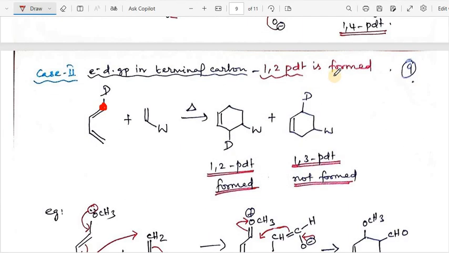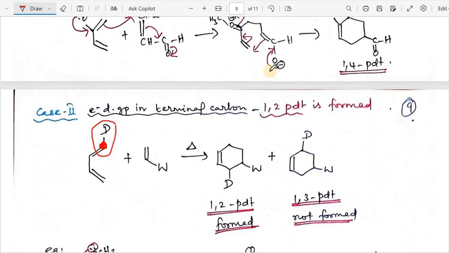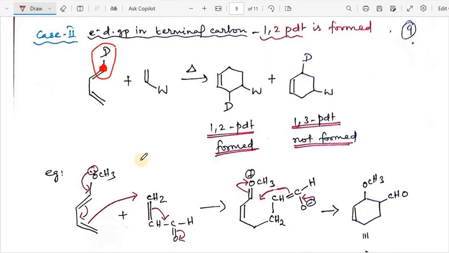And case 2: electron donating group in the terminal carbon of the diene. If we place the electron donating group in the terminal carbon, the 1,2 product is formed. If it is placed in the middle carbon, the 1,4 product is formed. If it is placed in the terminal carbon, the 1,2 product is formed. Here we are placing an electron withdrawing group in the dienophile and an electron donating group in the diene, and that too in the terminal carbon. So what is the product formed here? 1,2. Even though there is a possibility for 1,3, it is not formed. The 1,2 product is formed here.